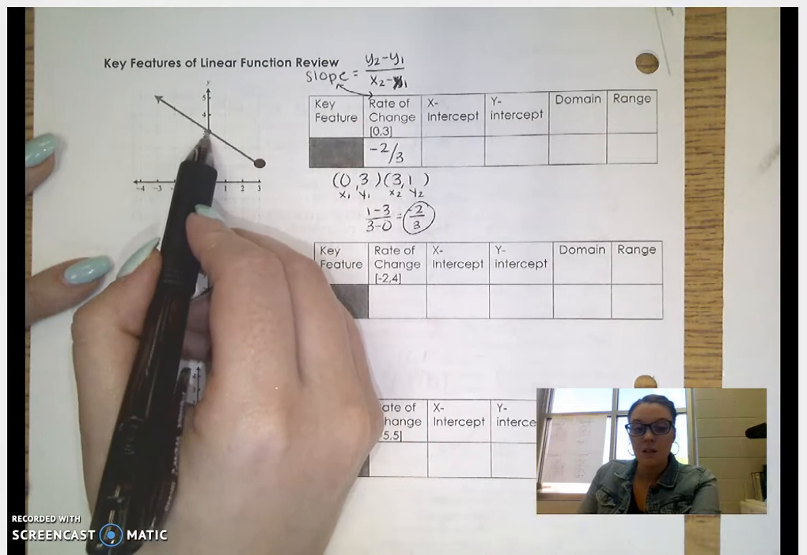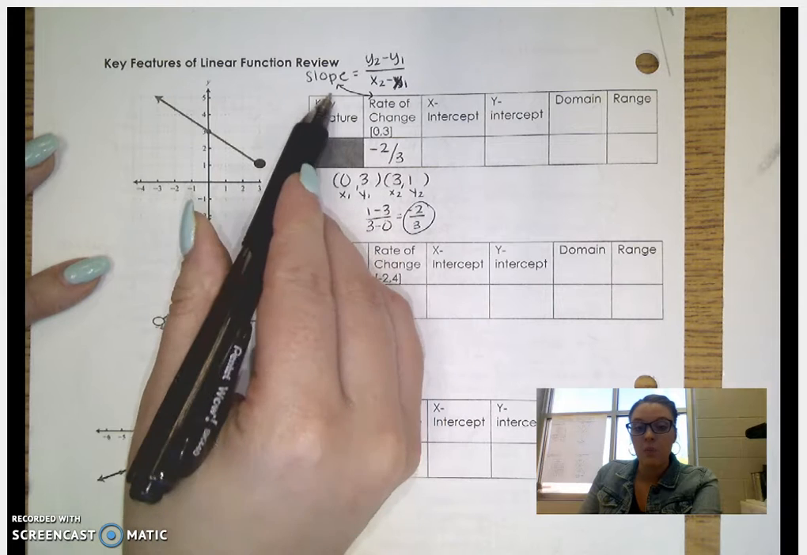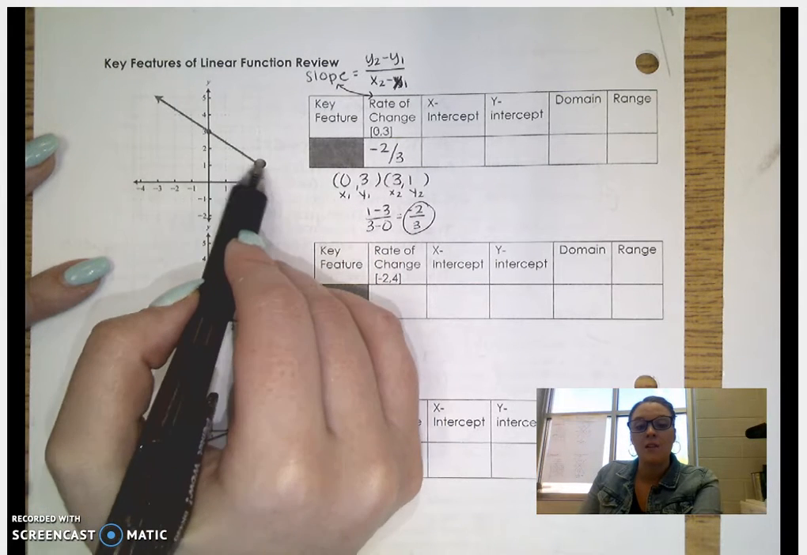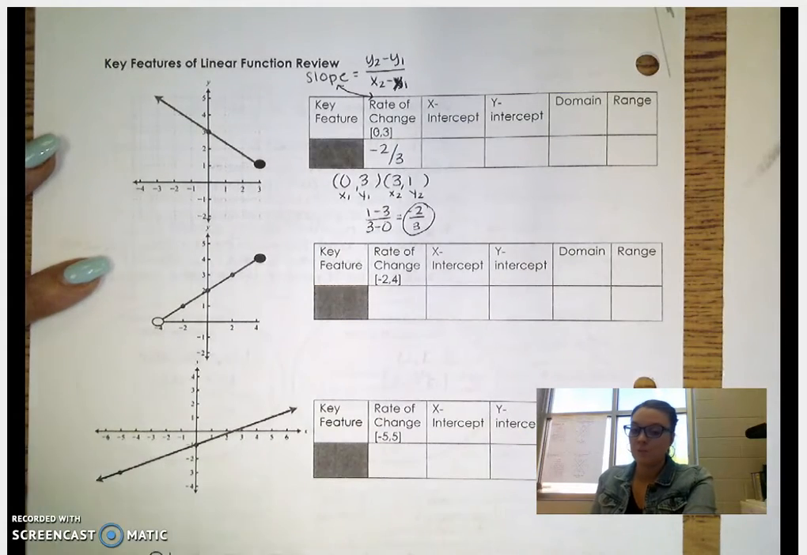And really, because this is a linear function, you could see that it goes down 2 over 3. Slope and average rate of change are the same thing. So really, if you wanted to count your rise over run, you could see that it's negative 2 over 3.